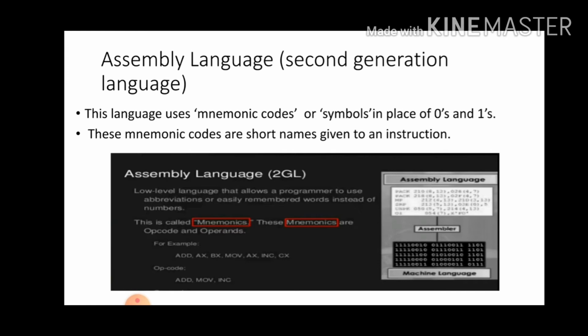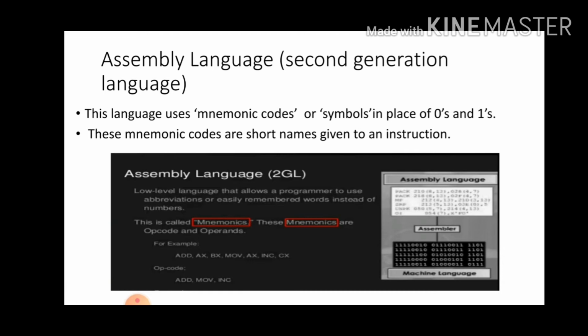Here we can see in the picture assembly language, assembler and machine language. Assembly language is what we write, and ADD is a mnemonic code. We give the set of instructions in mnemonic codes, that is ADD, SUB, all these. The assembler converts that language into machine understandable language. This assembler is a mediator which converts assembly language into machine language so that the machine can understand it. Okay, make sure that you are clear with this concept of assembly language.